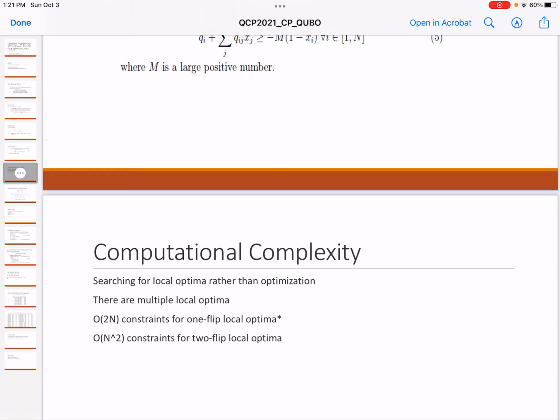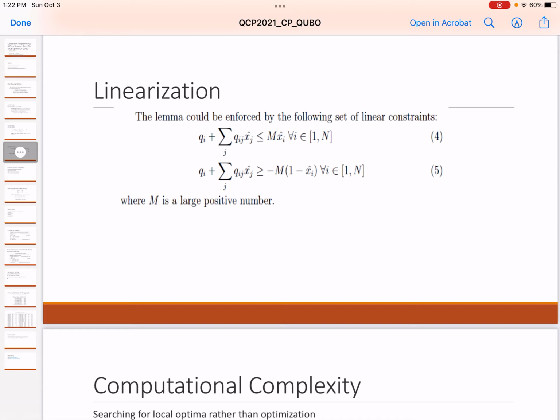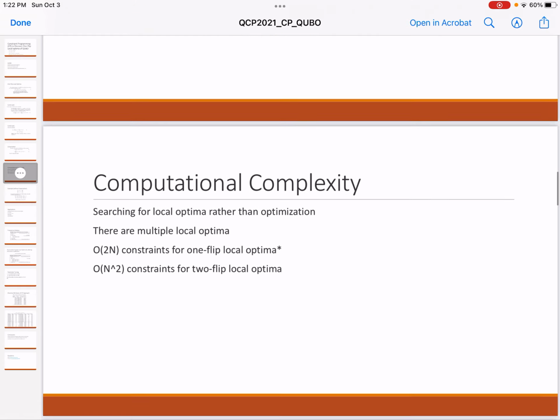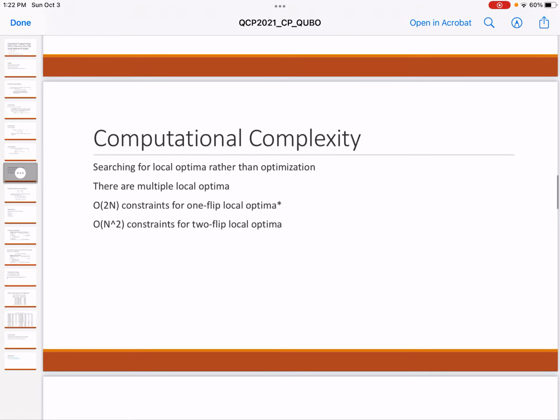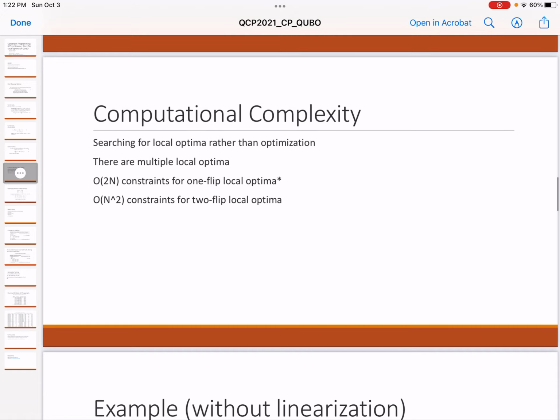I want to re-emphasize that the focus is on figuring out the set of one flip local optima efficiently, so that we can use the properties of that set as part of the search heuristic. Remember that there might be multiple one flip local optima, and if there's only one flip local optima, that is guaranteed to be a global optima. For one flip local optima, we are dealing with O(n) constraints because there are two linearized constraints for each one flip neighbor, and there are n one flip neighbors. If you move to analysis of two flip local optima, we need to handle O(n) squared constraints. That might be a complexity that you would like to think about.